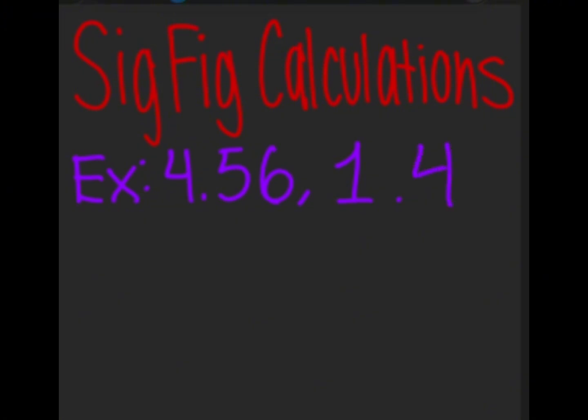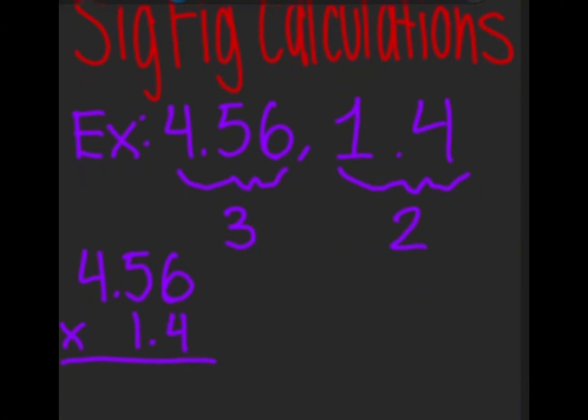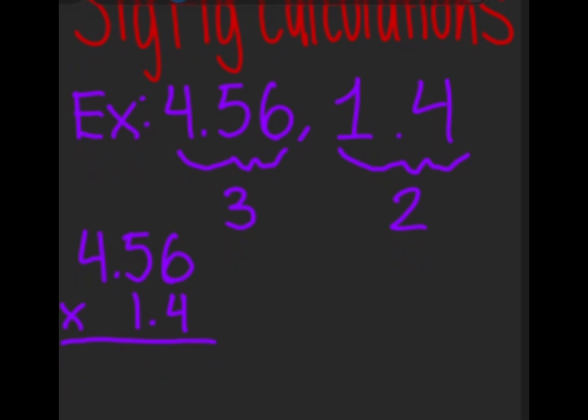So again, going step by step, we need to count the amount of significant figures in each number. So this one has 3 sig figs and this one has 2. They both don't have any zeros, so we would just count the amount of digits. So then, second step, we perform multiplication or division. In this case, I'll do multiplication. So if you put this on the calculator, you get 6.384.